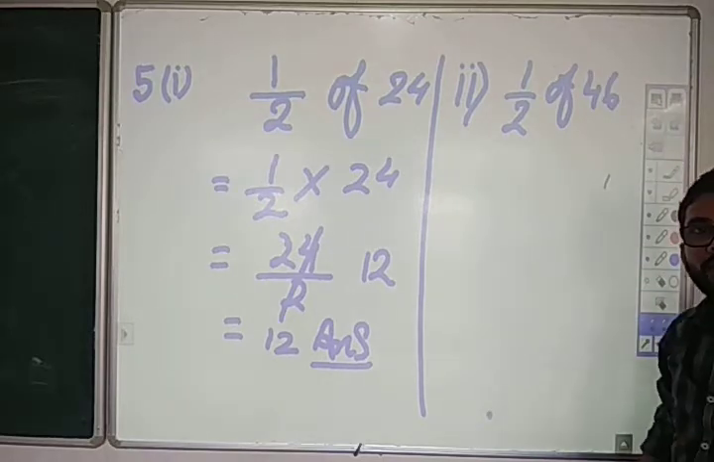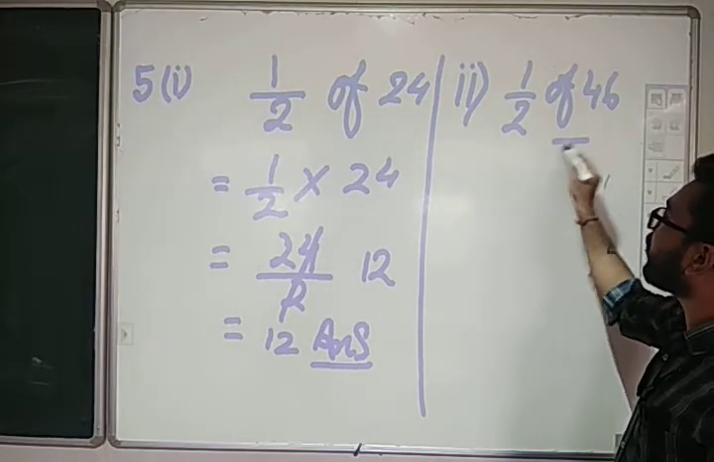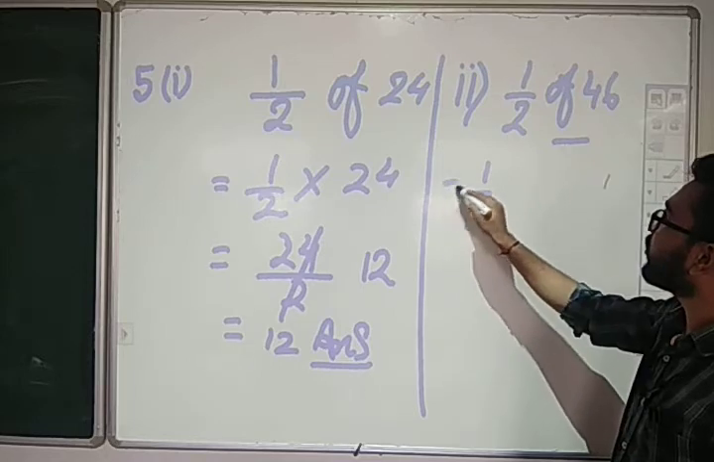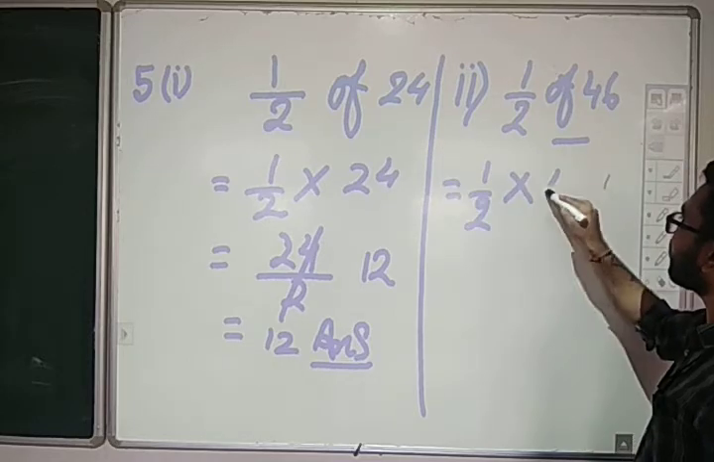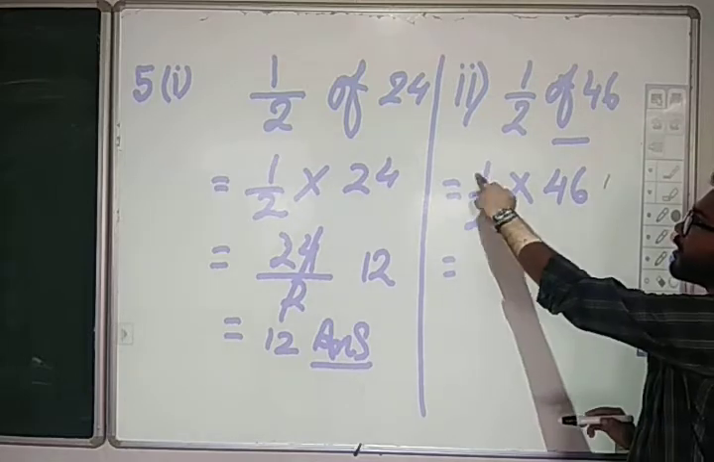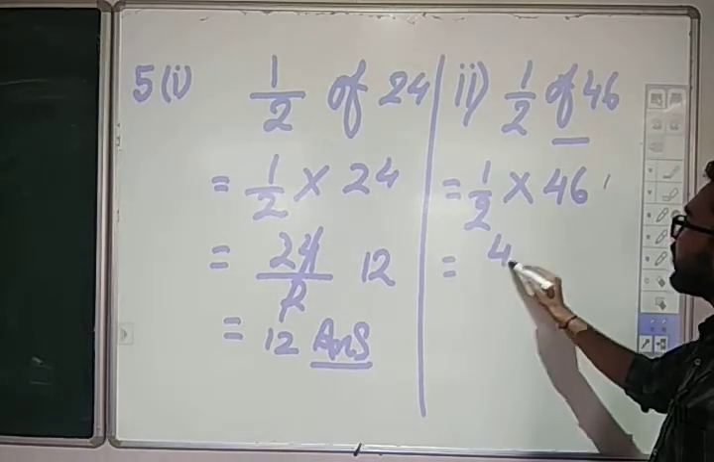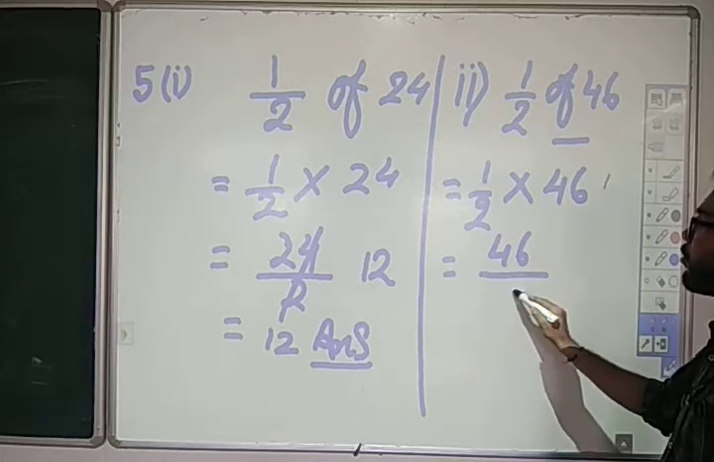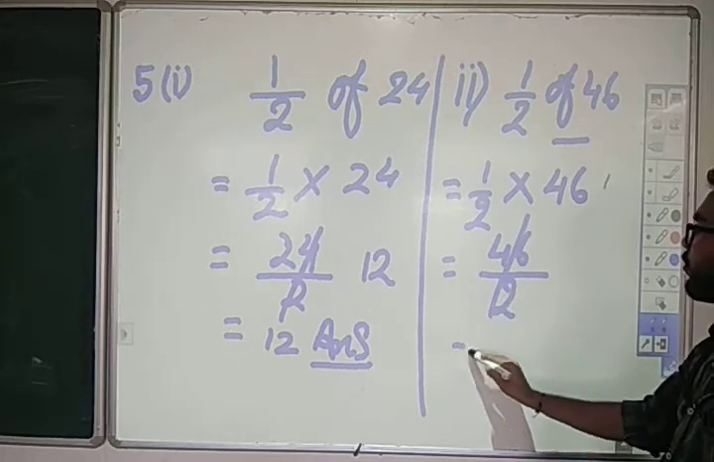Similarly, in the next question, you need to find 1 upon 2 of 46. What will you do? This "of" represents multiplication. So 1 upon 2 of 46 is equal to 1 into 46, numerator into whole number, that is 46 upon the denominator 2. If you calculate, you will get 23.